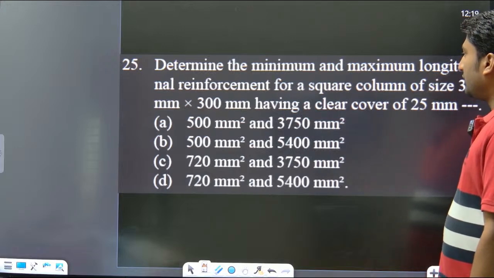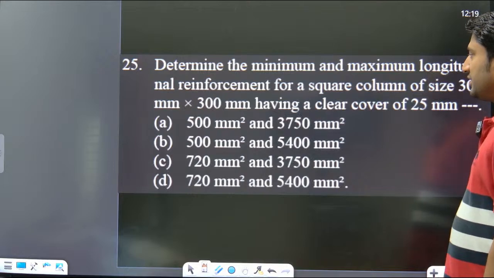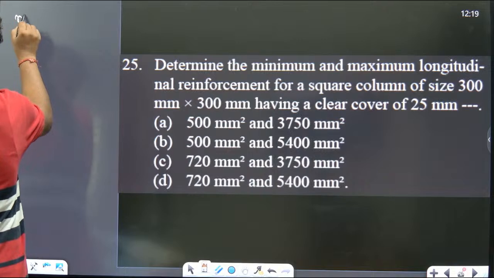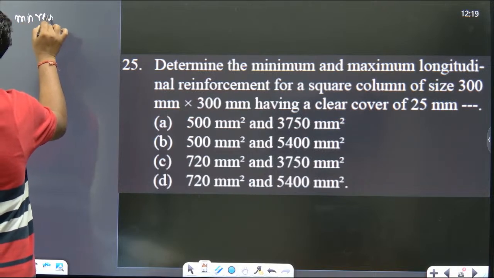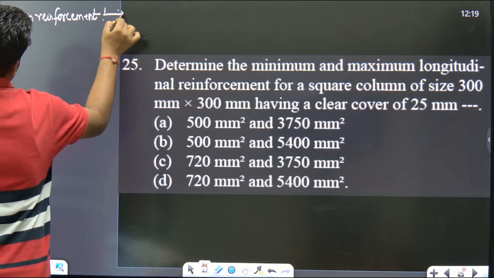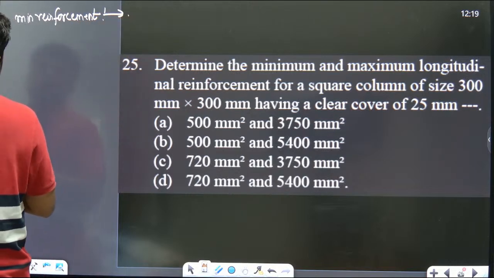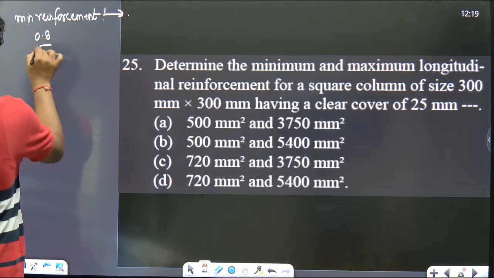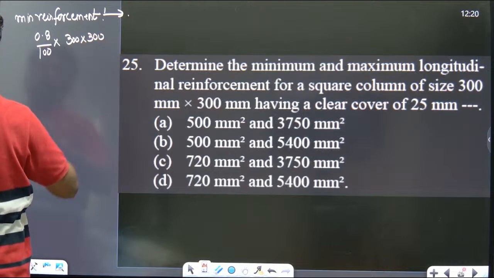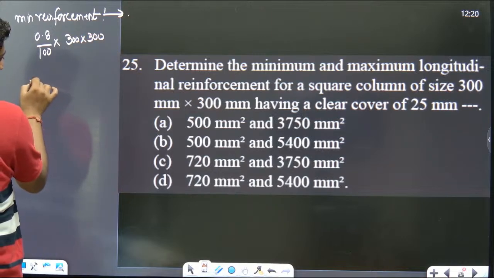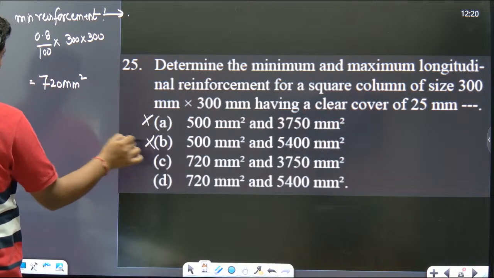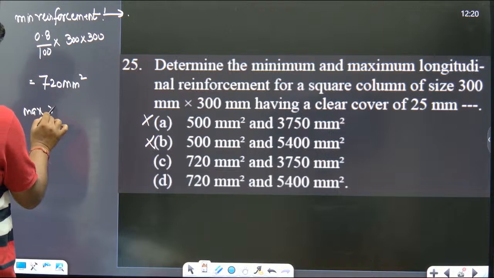Minimum and maximum longitudinal reinforcement for a square column of size 300 into 300 mm having clear cover of 20 mm. The minimum area of reinforcement is calculated as 0.8% of the gross cross section area. The gross cross section area is 300 into 300 mm, so this is 720 mm square. So you have eliminated options A and B.